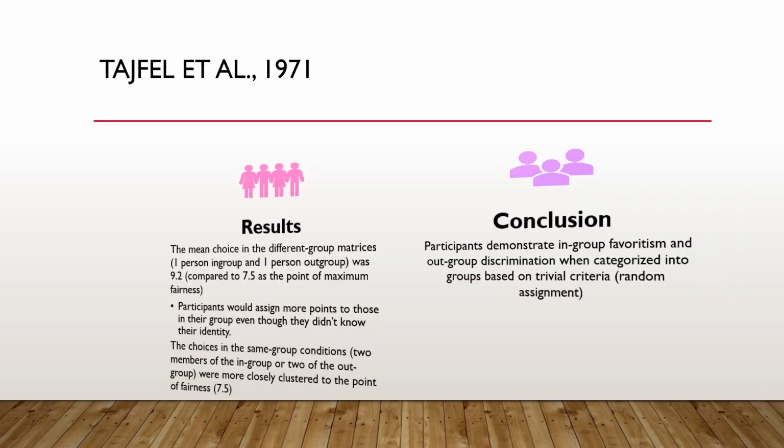And what they found was that oftentimes people allotted more rewards to people in their in-group versus their out-group, right? Even though they didn't know the identity of the person, and even though they would never be found out to have given more to the in-group than the out-group, they oftentimes gave more to their own team. And so the conclusion was that participants often demonstrate in-group favoritism and out-group discrimination when categorized into groups, even based on these trivial criteria, right? There were no strong traits that led to someone being part of a particular group or not. There was a random assignment to it. But even then, they gave more points to people on their team.